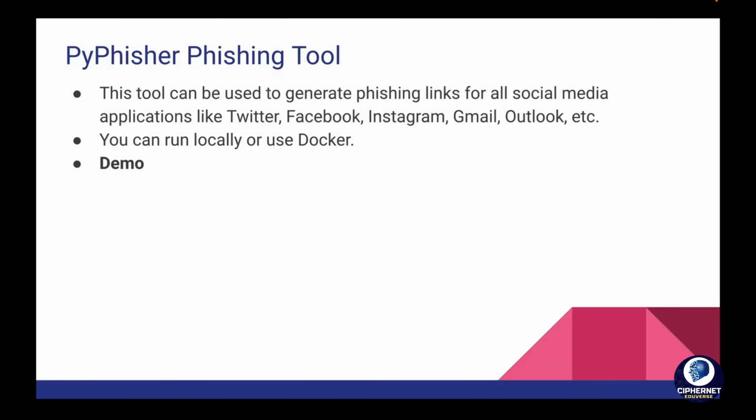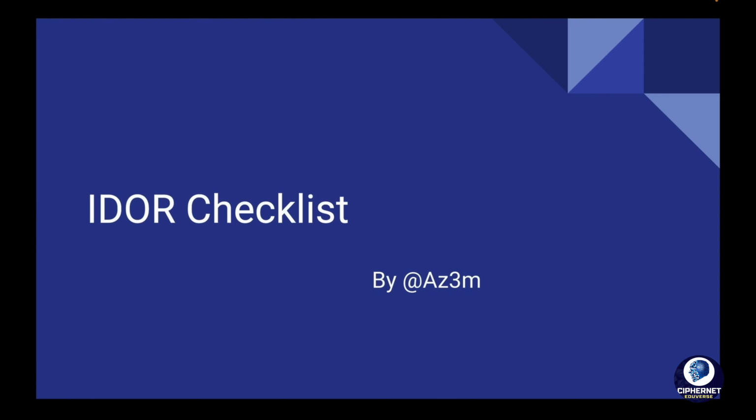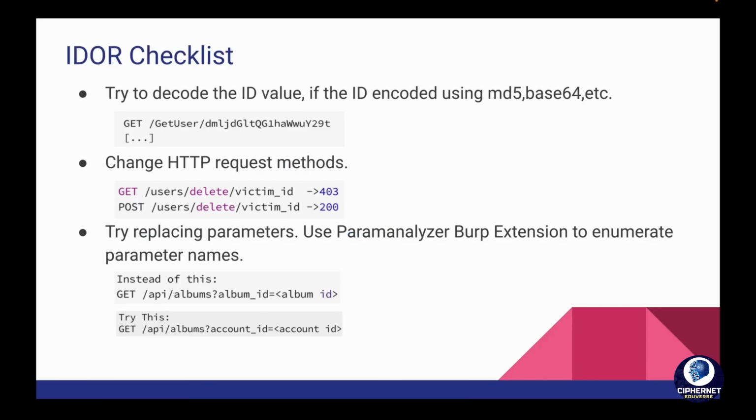Yeah, and let's get into the next topic, which is the IDOR checklist. This was written by Azem on Medium. So let's get into the checklist now. In IDOR, we have various ways to bypass a particular ID parameter. Whenever you see an ID parameter in any endpoint, you can try all these checklist items in order to bypass the authorization and try to access other users' information.